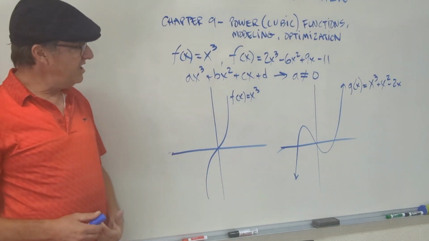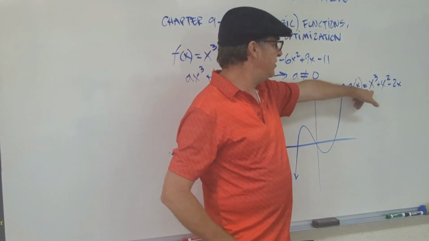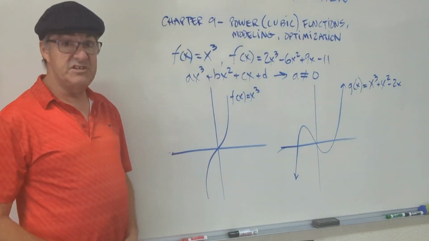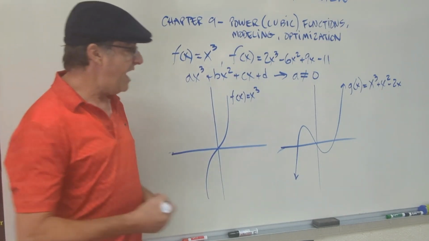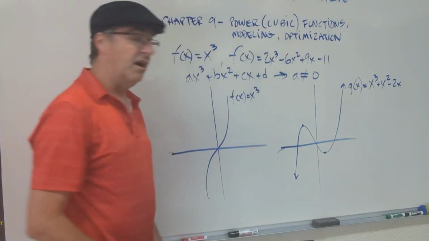Okay? Now, let's take a look at a different one. This one is a sketch of x to the third plus x squared minus 2x. And you'll notice that it definitely does some different things. We have a local max right there. We have a local min right there.